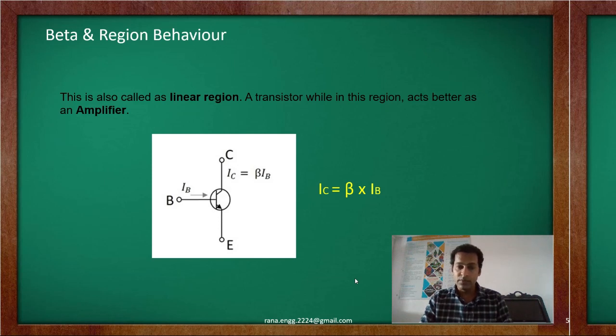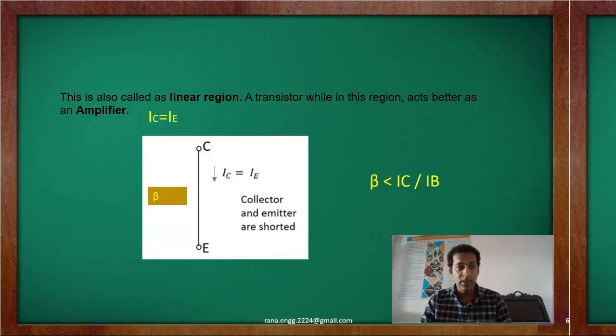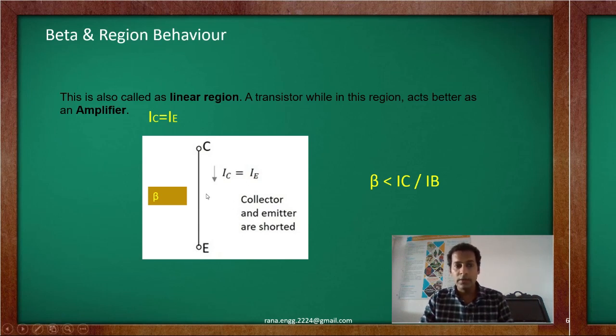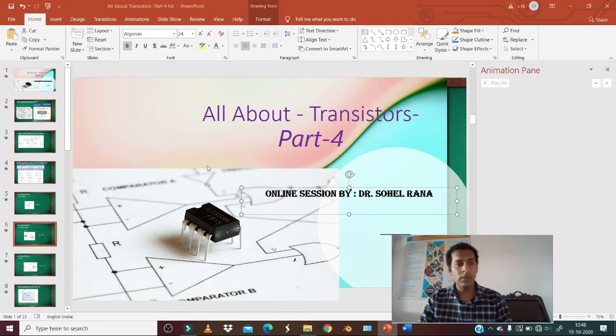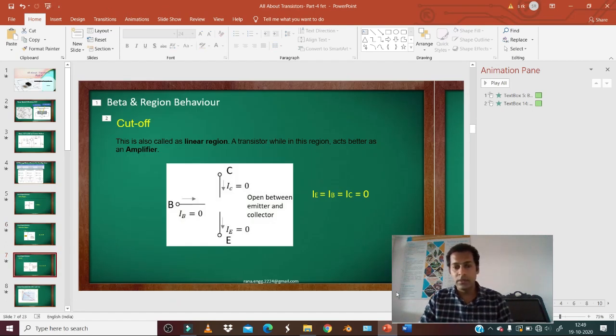What if it is in other regions? What are the other common regions? This is about the active region, IC is equal to beta IB. But if we are in another region, we'll discuss the cutoff.